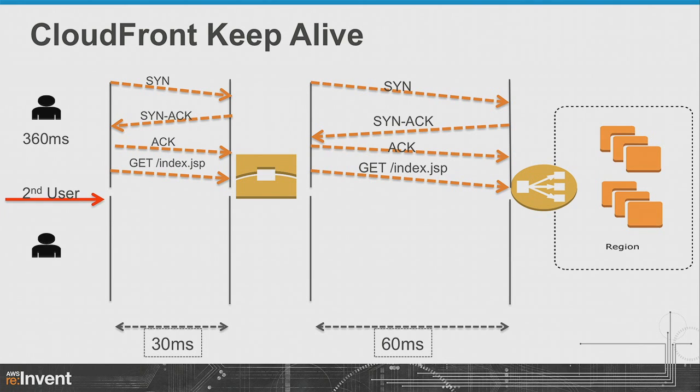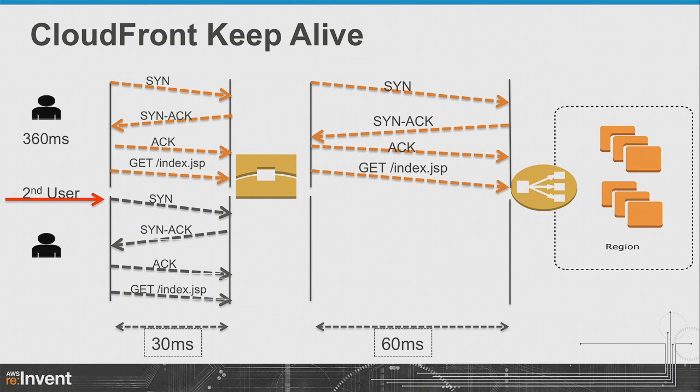Now, what happens when the second user comes? SYN, SYN-ACK, ACK, get index.jsp. Well, guess what? We already have a connection open from CloudFront to your infrastructure, so we don't have to do this TCP/IP handshake again. We simply send get index.jsp back to your infrastructure. The second user, instead of having a 360 millisecond experience, will have 180 milliseconds. That's a simple idea, but it works. 180 milliseconds for your dynamic content when you make a request to CloudFront.